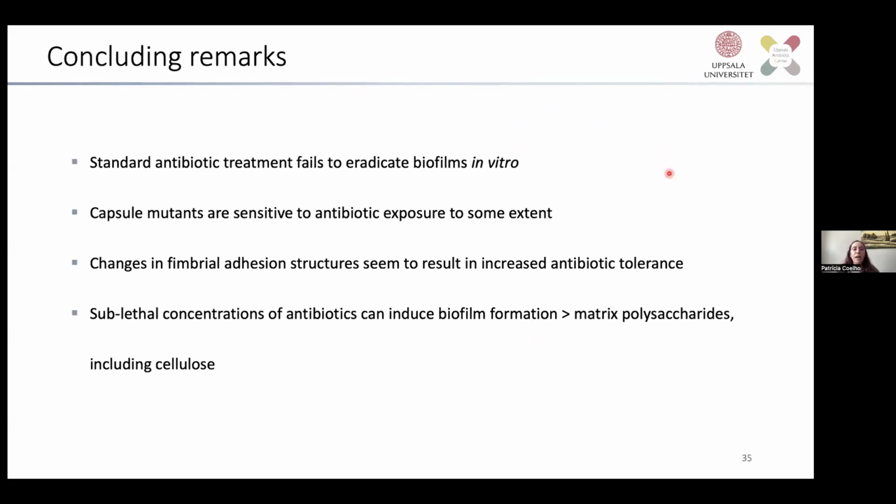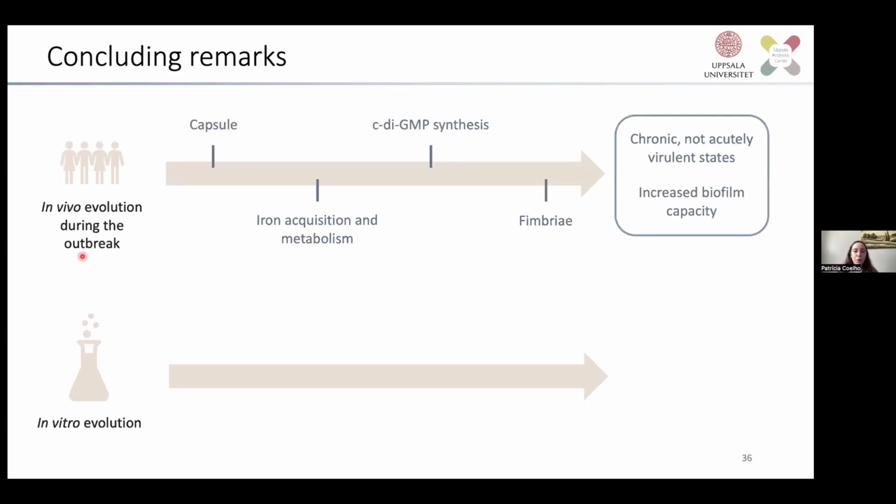So we saw that standard antibiotic treatment fails to eradicate biofilms in vitro, and capsule mutants are sensitive to antibiotic exposure to some extent. And we see the same observation with serum killing. Furthermore, changes in fimbrial adhesion structures and also in cyclic GMP turnover result in increased antibiotic tolerance. And sublethal concentrations of antibiotics can actually induce biofilm formation by inducing matrix overproduction. But why is this relevant?